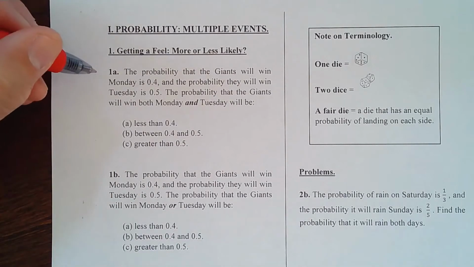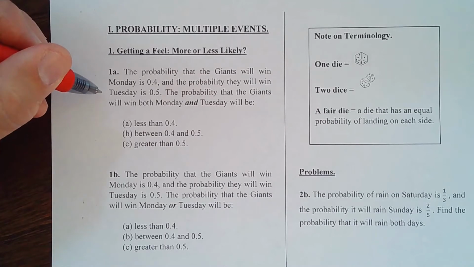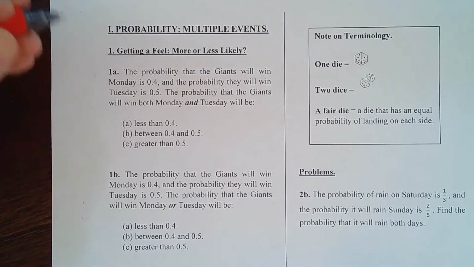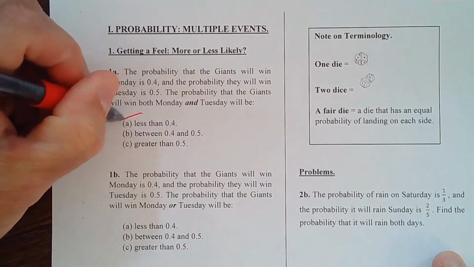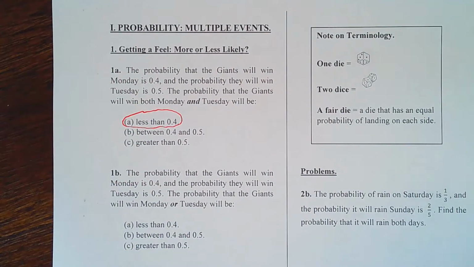Looking at 1A, the probability that the Giants will win Monday is 0.4, and the probability that they will win Tuesday is 0.5. The probability that the Giants will win both Monday and Tuesday will be, well, let's think about this. You have a certain probability of winning today. You have a certain probability of winning tomorrow. Do you think it'll be easier or harder to win both games? Well, of course, it's going to be harder to win both games. And so the probability has to be less than 0.4. It has to be less than the smallest probability of winning any one game.